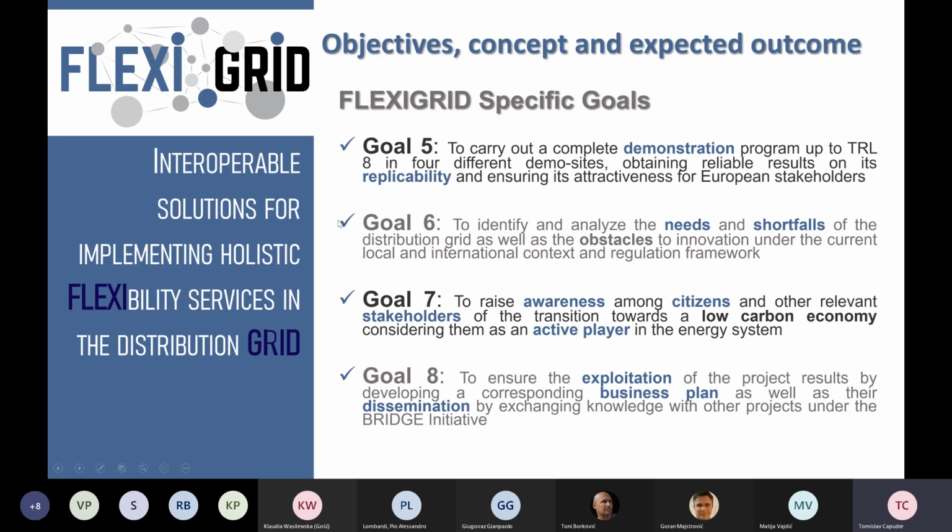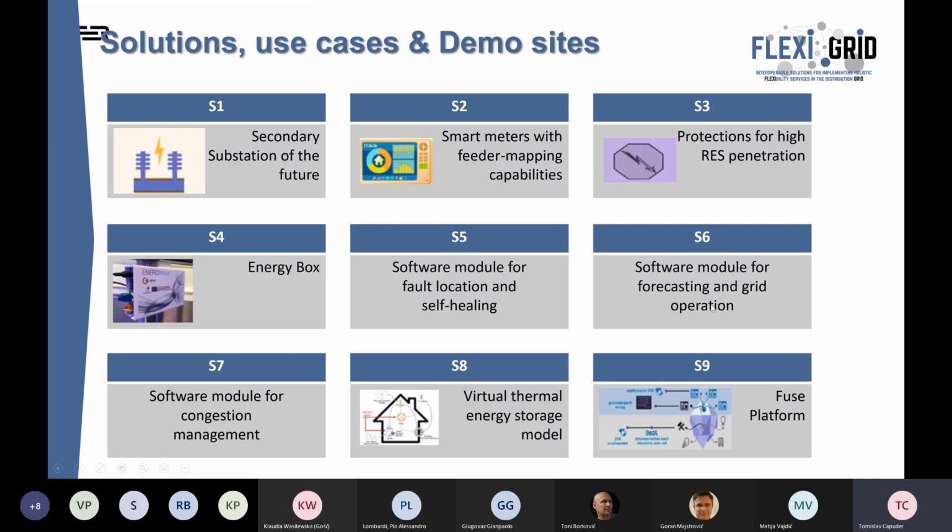And this is one of the very important goals that we are trying to achieve in the project. So as I said, we have 8, or more or less 9. The 9th is integrating the 8 into a single platform. 9 solutions that we are offering.